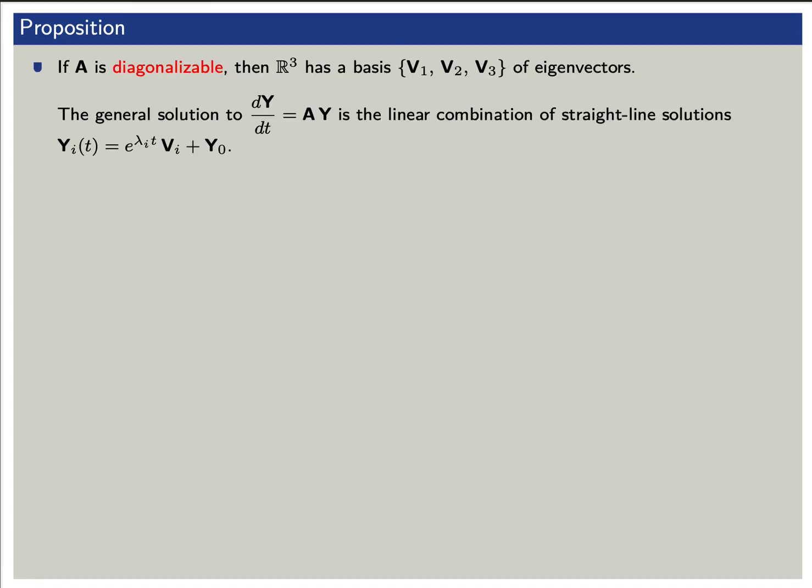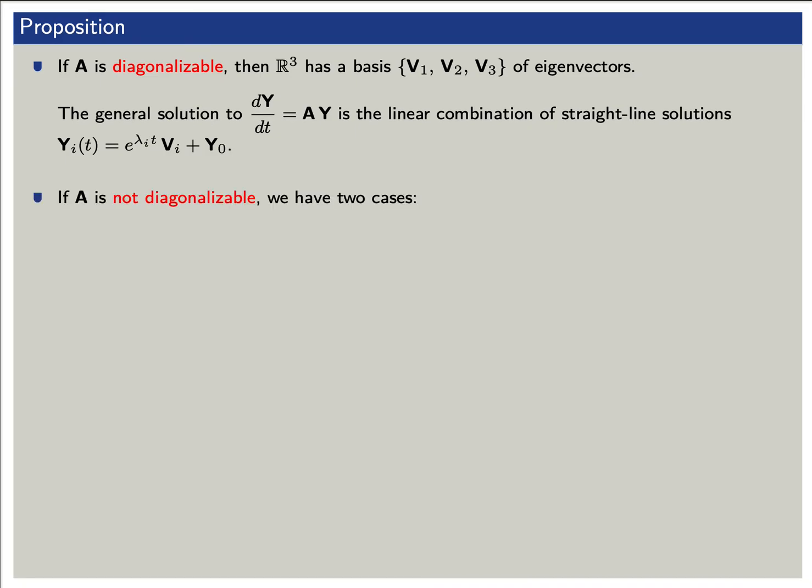We have to take a look at the eigenvalues and eigenvectors of the matrix A. First, if A is diagonalizable, then it must have a basis of eigenvectors. In fact, this is the definition of being diagonalizable. In this case, the general solution to our three-dimensional system is just a linear combination of straight line solutions, namely y sub i is e to the lambda i t times v sub i. Lambda i here is the eigenvalue, and v sub i is the eigenvector.